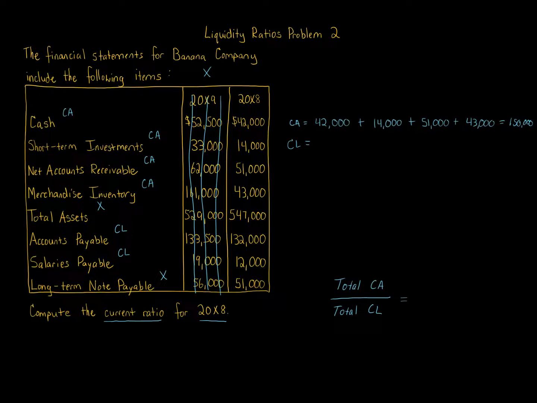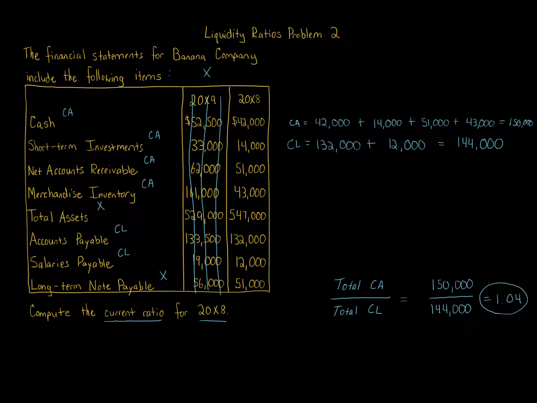Now we have to determine our current liabilities. Our current liabilities equal $132,000 accounts payable plus the salaries payable of $12,000, and that gives us current liabilities of $144,000. Now we put together our calculation of total current assets, $150,000, over total current liabilities, $144,000, and that gives us 1.04. Now, that is the answer to this question, but let's think about what's going on. The current ratio helps to understand a company's ability to pay its current liabilities.